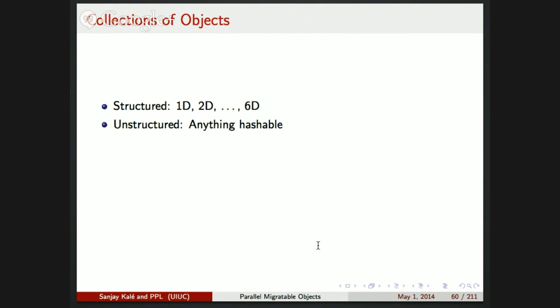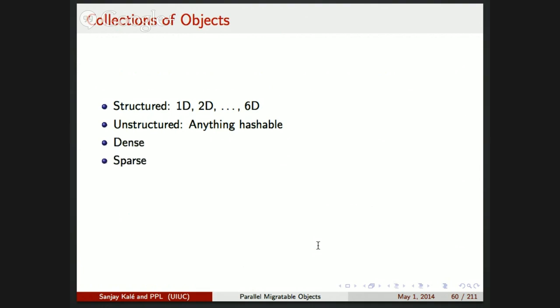So you can have very structured collections of a 1D, 2D, up to 6D collection of chars. You can also have an unstructured collection of chars where you actually provide the indexing yourself, and as long as that indexing is hashable, you can have a collection of chars defined in that manner.